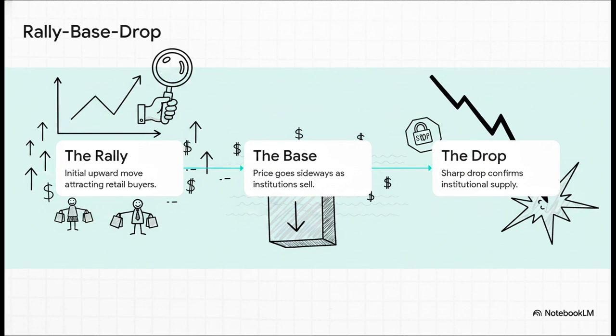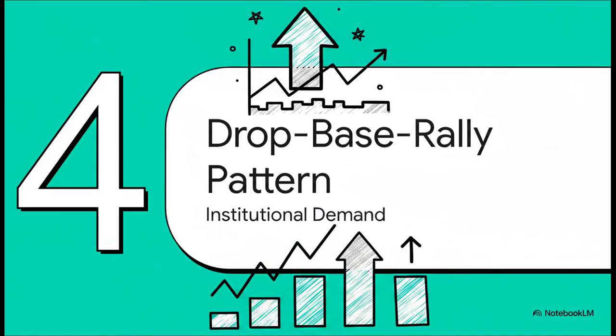Step 1, we get that aggressive upward rally. Retail traders feel the FOMO here, right? So they blindly buy the top. But then we hit step 2, the base. Price just chops sideways. This is the trap. Institutions are secretly absorbing those retail buys to build a massive short position of their own. Finally, step 3, the drop. The floor just falls out, and price moves incredibly aggressively away from that base. And listen, that aggressive drop is your absolute confirmation that the base you just spotted is a valid, high-probability institutional supply zone.